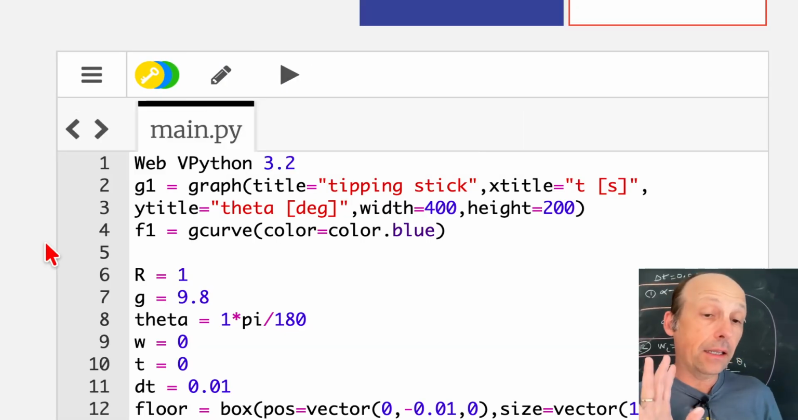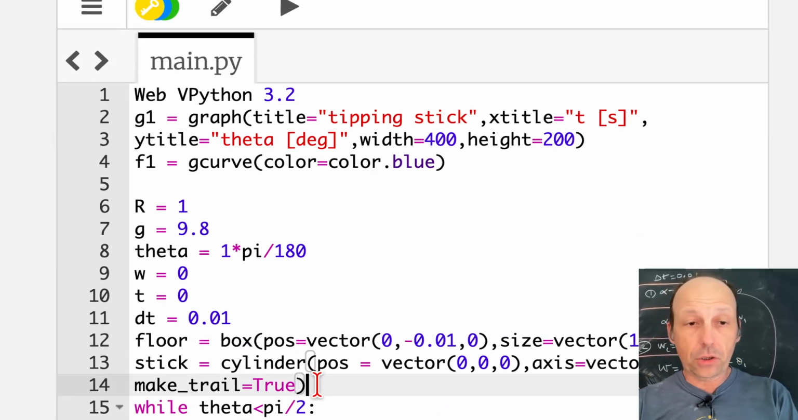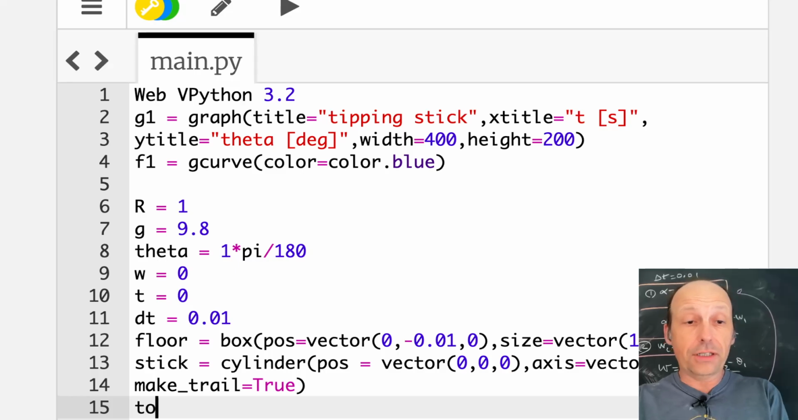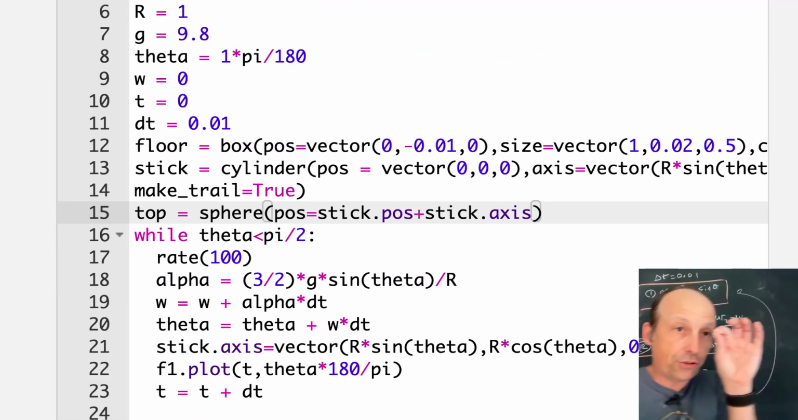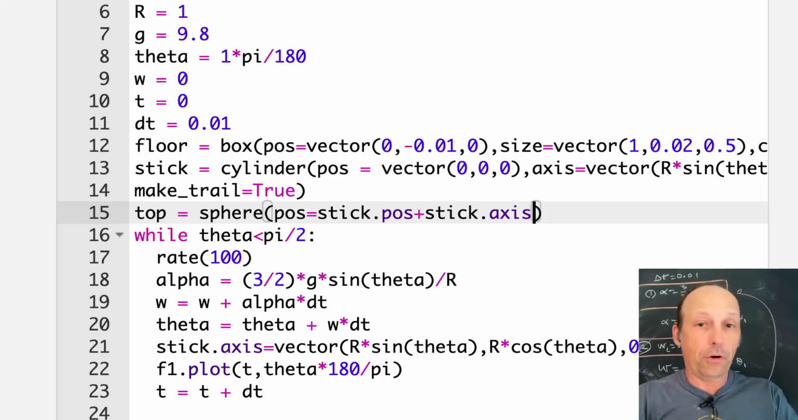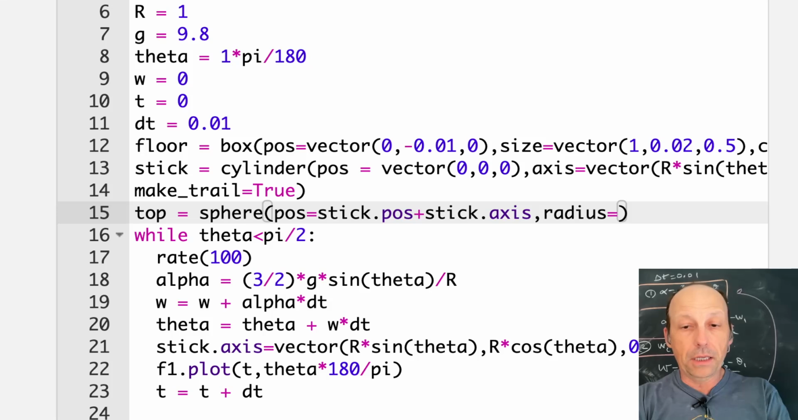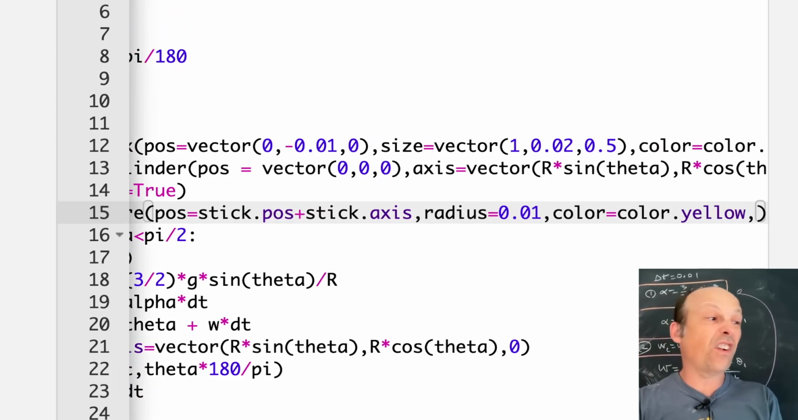Let's add a tracer, just because I want it. Okay. So I have the stick, let's call it top, and it's a sphere, and its position is going to be stick.pos plus stick.axis. I could retype that, but I didn't. Okay, so that means start from the axis, go the direction of that, and that's where I want that ball to be. The radius of that ball is going to be 0.01, and let's give it a color equals color.yellow just for a little flair, right?